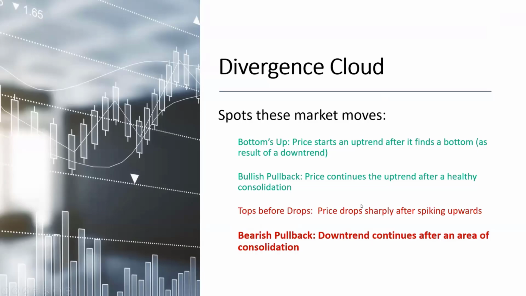These are quite rare. Trends don't just reverse like this. As I mentioned in my last presentation, a trend is typically your friend, and the chances that the trend will continue after all is quite high. And that's why the price moves bullish pullback and bearish pullback are much more frequent. And Divergence Cloud, in fact, allows you to detect these pullbacks, which can be great entry points for your next trade in the direction of the predominant trend.